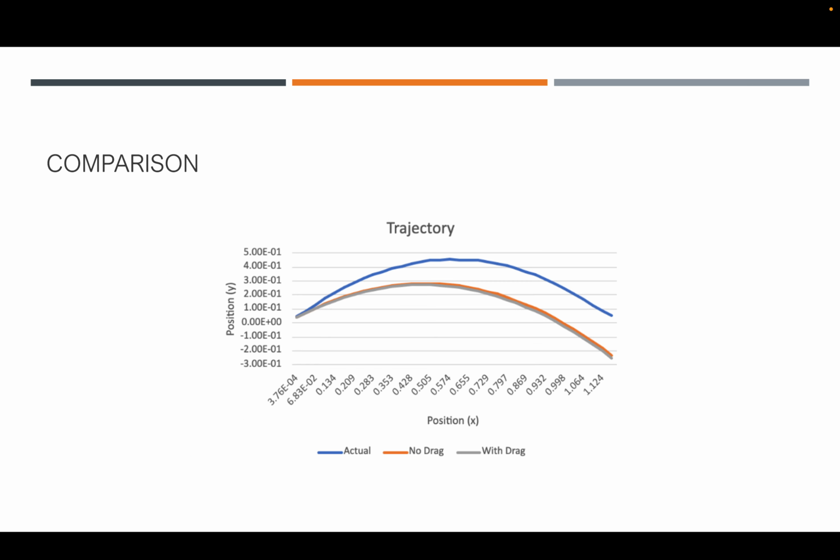Now getting into my comparison a little bit, we can see this is a graph of the x position versus the y position. And we can see in the blue, that is my actual findings from tracker, and then the orange is my computational model without drag, and my gray is my computational model with drag. So we can see that there is some discrepancy between my findings, and I'll get into that now.